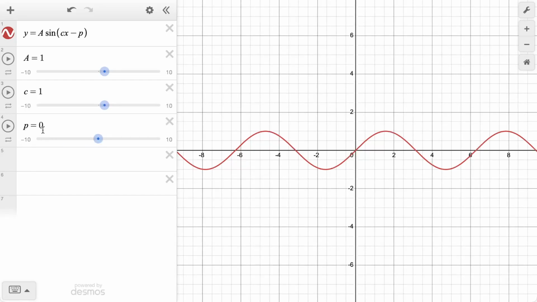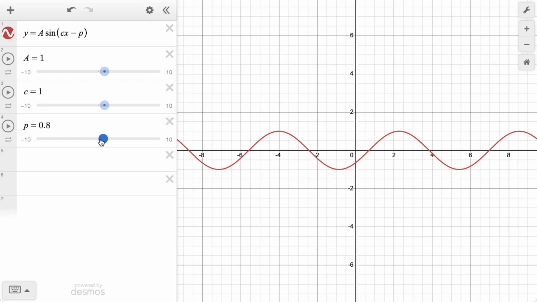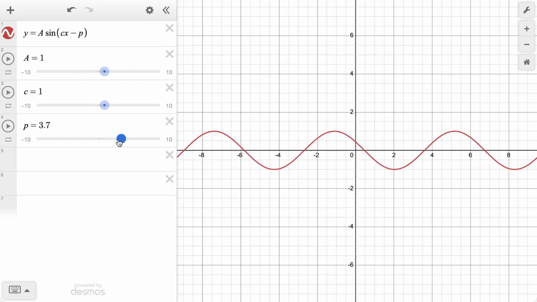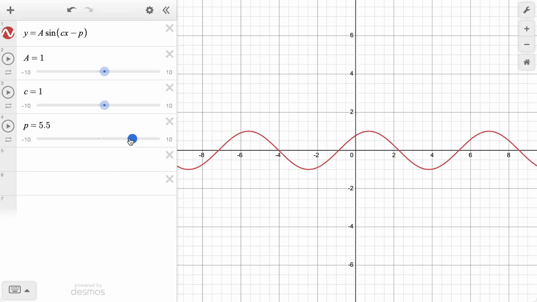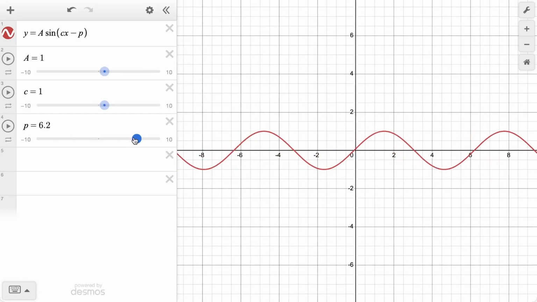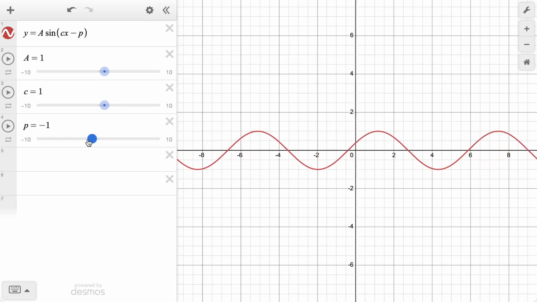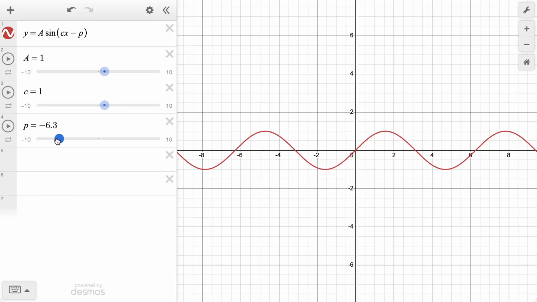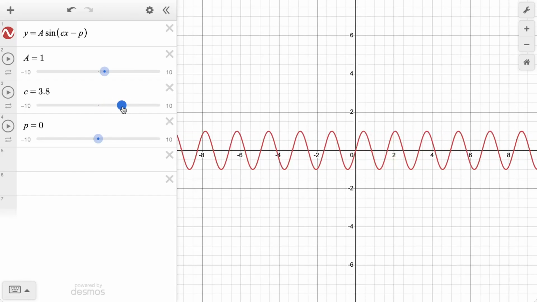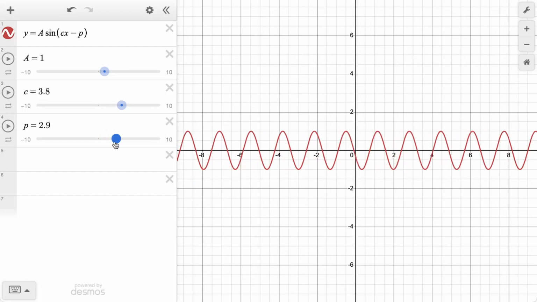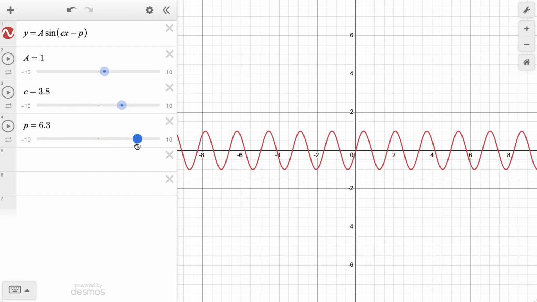Now, p equals 0, that's our current phase. If I increase it to a full 6.2, which is about 2 pi, we're back to our original graph. So that's why adding and subtracting multiples of 2 pi does not change anything. I can also subtract 2 pi, and then that goes backwards by a full period. Okay, let's reset that. And if I increase the angular frequency, it's still the case that going through a full 2 pi is what brings it through a full period.